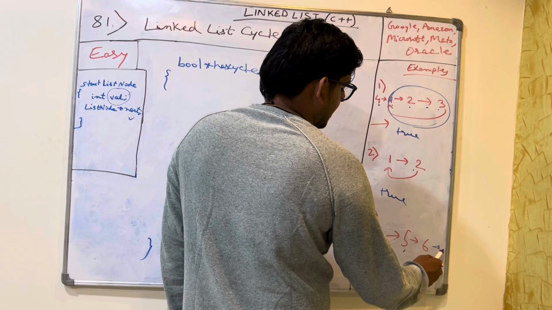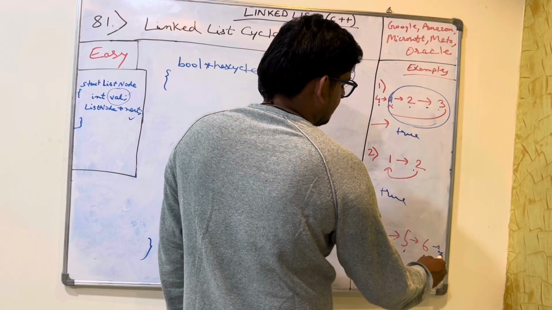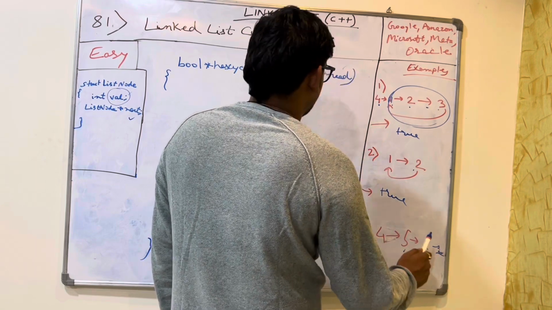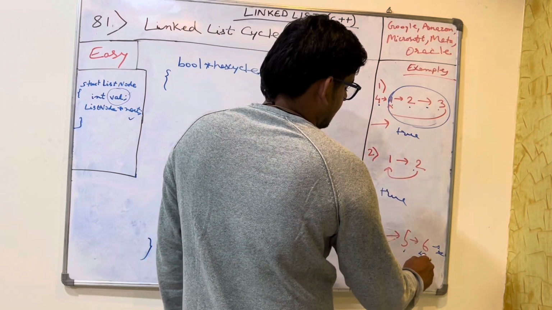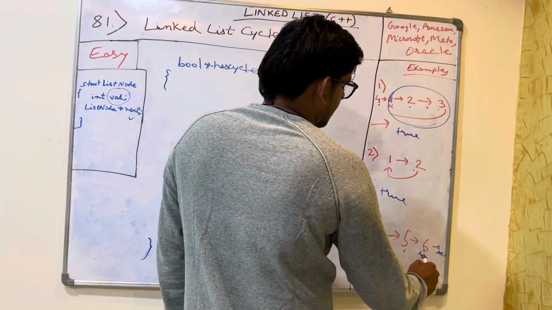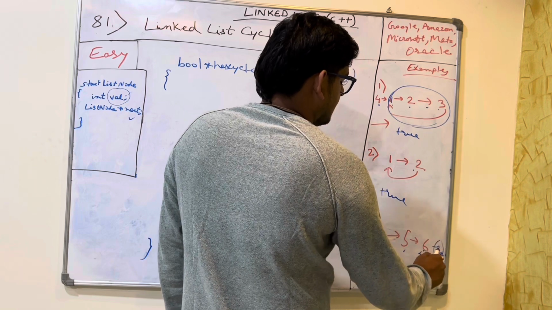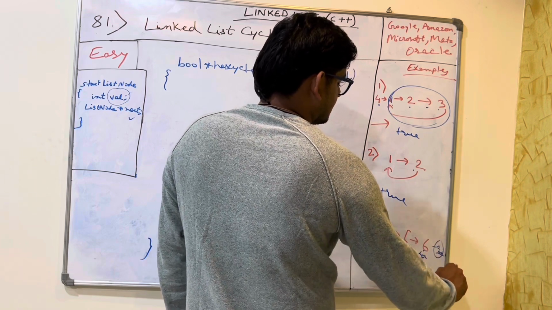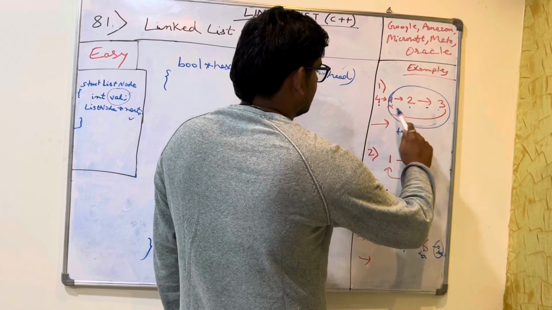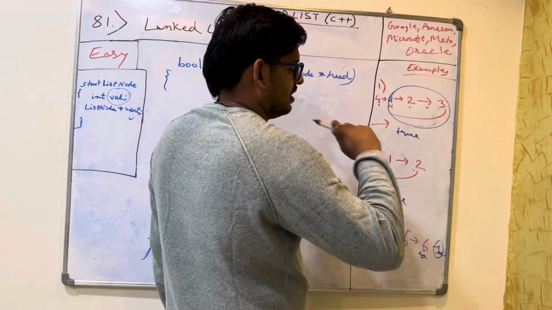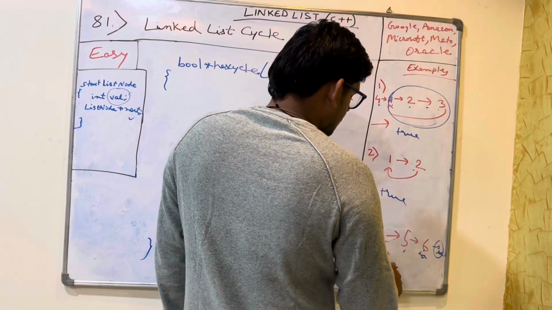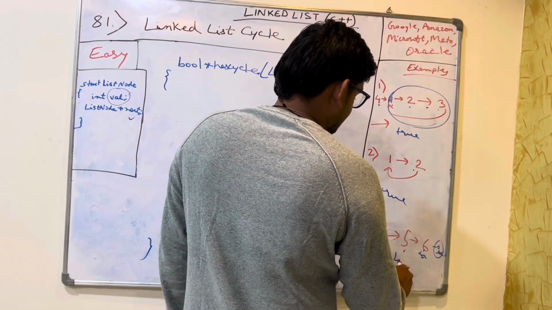6 is pointing to null. Since there is nothing present, we understand that 6 is pointing to null. So when we traverse, the pointer is at 6, and when we go to the next, it will be null. That means the list terminates. In a cyclic list there is no null, the cycle keeps on going. So this is false, it doesn't have a cycle.